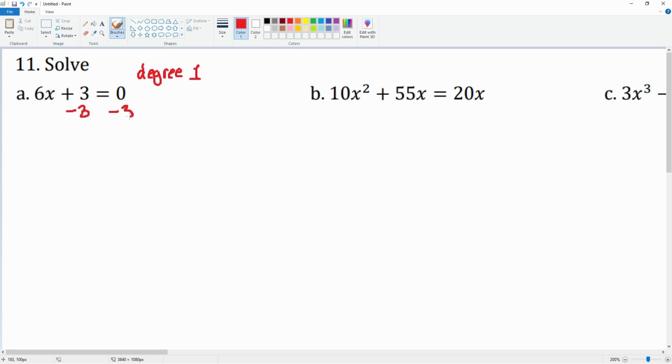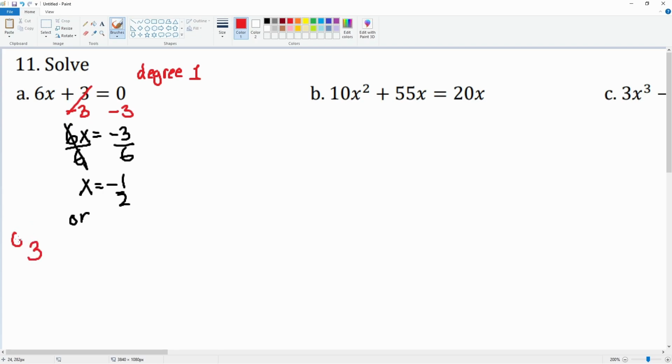Minus 3 to both sides. This allows the 3 on the left to cancel, leaving you with 6x on the left is equal to negative 3. You can divide by 6 to both sides. 6 over 6 cancels, leaving you with x is equal to negative 1/2. Okay, that's the answer.